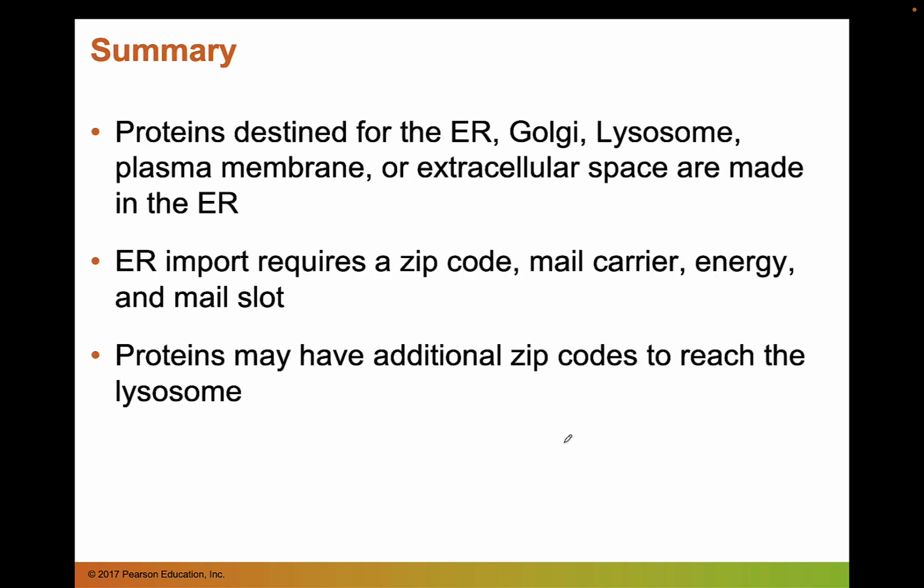So in summary, proteins destined for the ER, Golgi, lysosome, plasma membrane, or extracellular space need to be made in the ER. ER import requires an ER signal sequence, which is the zip code, a mail carrier, which is the SRP. It requires energy, which we did not talk about, but I think it's important to acknowledge, and then the mail slot, which is the translocon. It also requires the SRP receptor. So again, kind of the mail carrier might have a handoff in this analogy. And then proteins that need to reach additional spaces, like the lysosome, need to have additional zip codes. So other ways to sort them off so that they don't go to the plasma membrane. So that's it for the video, and on to the next.